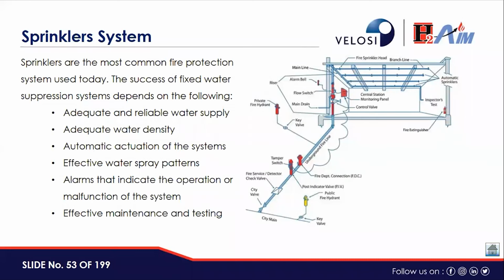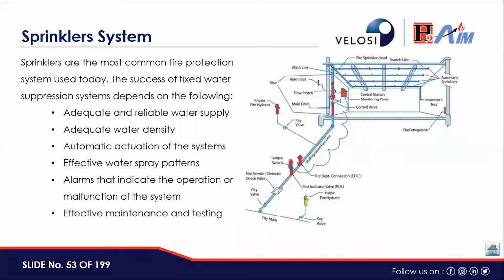These are the common fire protection systems used today. In offices and buildings, you must have seen this type of system. The success of a fixed water suppression system depends on the following. It needs an adequate and reliable water supply, adequate water density, automatic actuation of the system, effective water spray patterns, alarms that indicate the operation or malfunction of the system, and effective maintenance and testing.